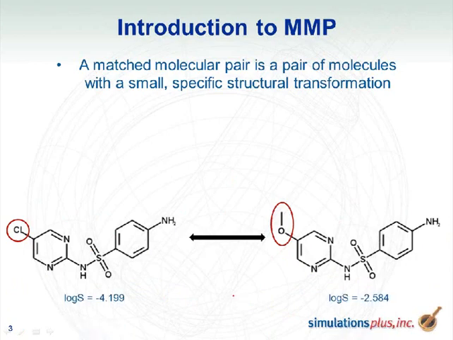So let's say we were interested in trying to create matched molecular pairs for solubility. Both these compounds would have experimental solubilities, and here I've expressed those as the log of the solubility. So the larger the number, the more soluble the compound. The change in solubility, going from the compound on the left to the compound on the right, is 1.615 log units. So you're increasing the solubility by over an order of magnitude and a half, approximately.